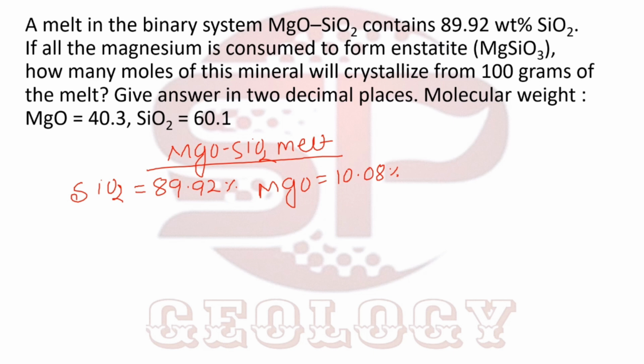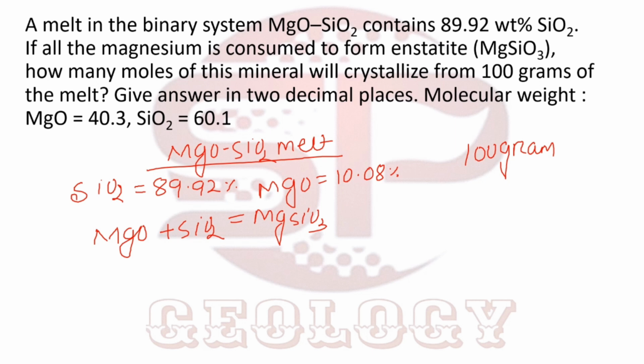So in this system, the amount of magnesium present is all consumed to form enstatite. Then how many moles of this mineral will crystallize from 100 grams of the melt? So if you have 100 gram of melt, then if all the magnesium is consumed, how many moles of enstatite will form? First we write down the reaction: MgO plus SiO2 equals MgSiO3.